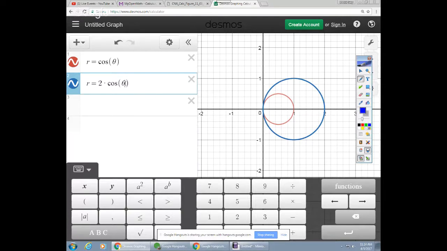Okay. Now, remember, polar coordinates isn't left or right. It's about rotations and distances to the center. So what do you think is going to happen if I add a number inside? So if we look at r equals the cosine of theta plus something. Any guesses? What does theta represent? An angle, right? What do angles do? They turn. So what do you think is going to happen if I add something to my angle?